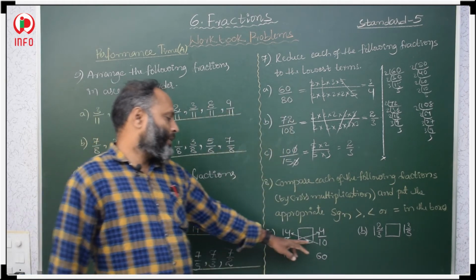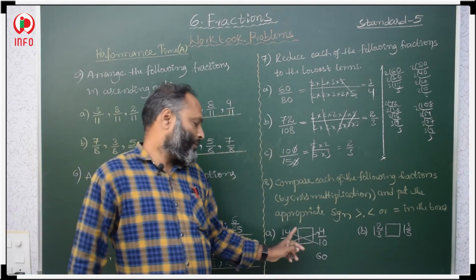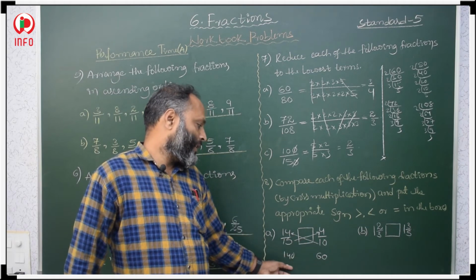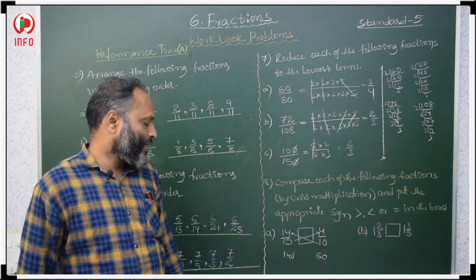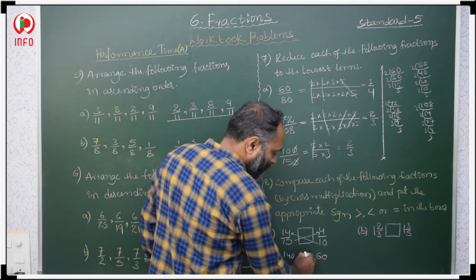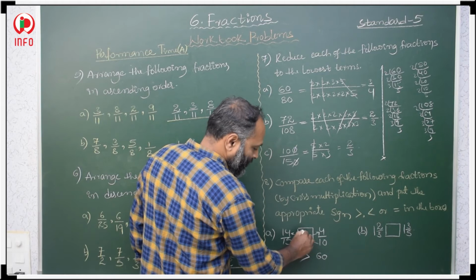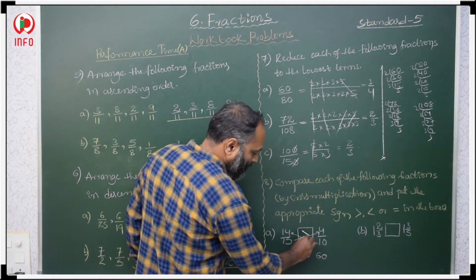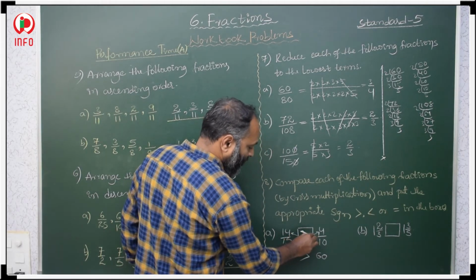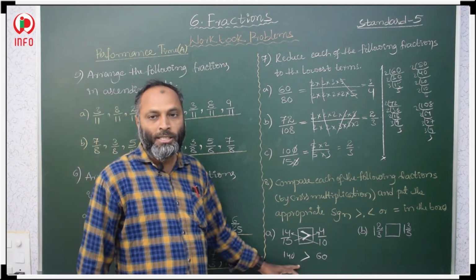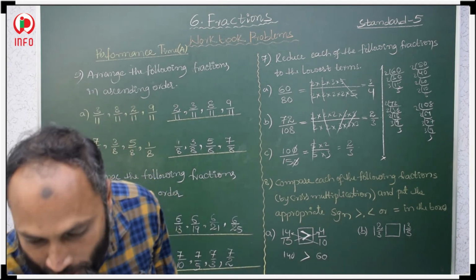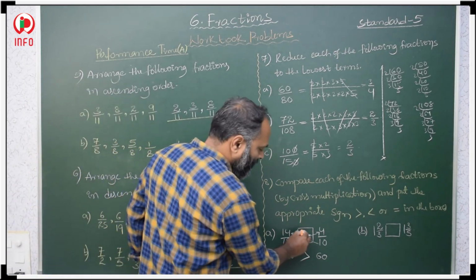14 tens are, we have to apply the cross multiplication method. 14 tens are 140, 15 fours are 60. 140 is greater. It means 14 by 15 is greater than 4 by 10. Which one is bigger? 14 by 15 is bigger.